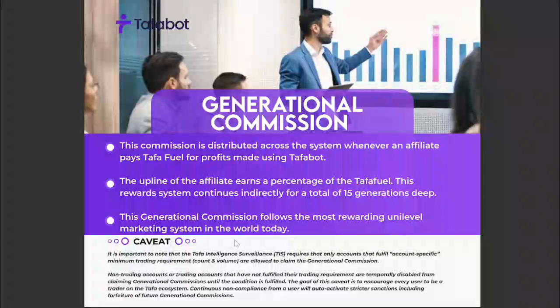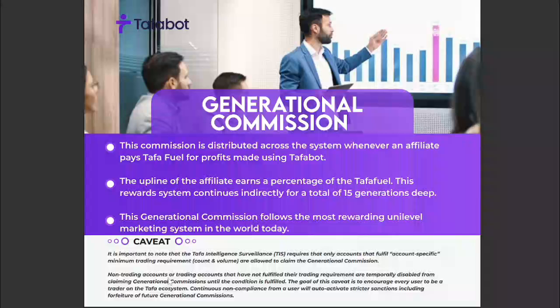This is very, very critical for us to understand. So let's look at it together. It is important to note that the Tafa intelligence surveillance requires that only accounts that fulfill account-specific minimum trading requirements are allowed to claim the generational volume. There's a trading requirement that will help you to earn all this. So this is what it means.